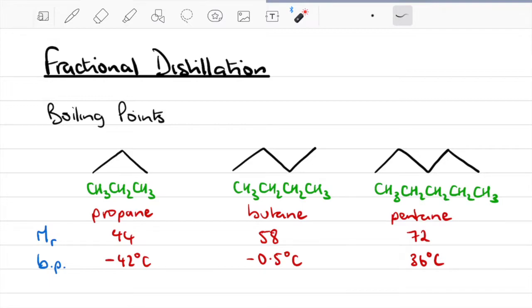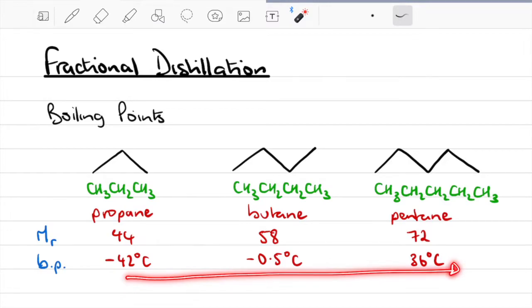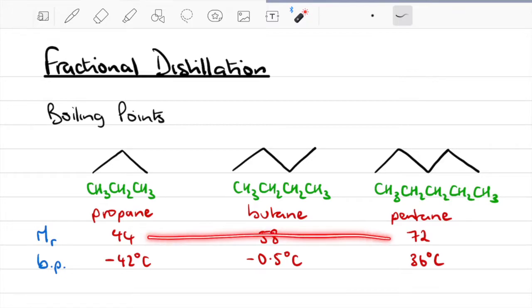So we only require a temperature of minus 42 degrees Celsius to overcome the forces of attraction in liquid propane, so those forces of attraction between propane molecules, for it to become a gas. We need a greater temperature, so we need more energy, for butane, and there's an even greater temperature and therefore more energy for pentane. So what this is showing us is that the forces of attraction are increasing as the length of the chain increases, or another way of putting it, the forces of attraction are increasing as the MR is increasing.